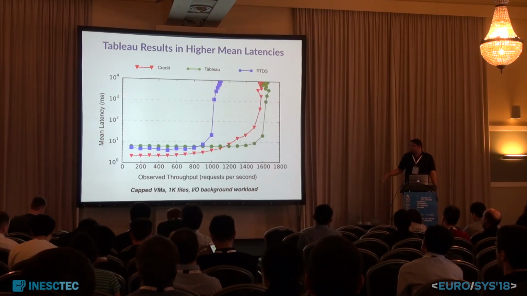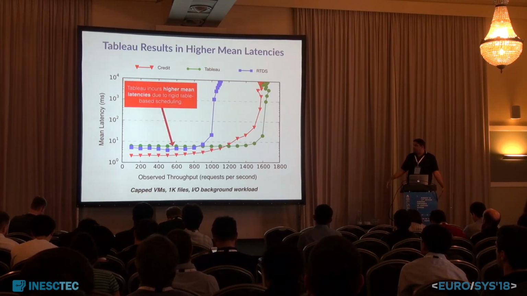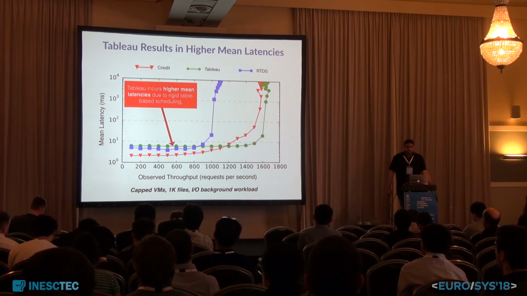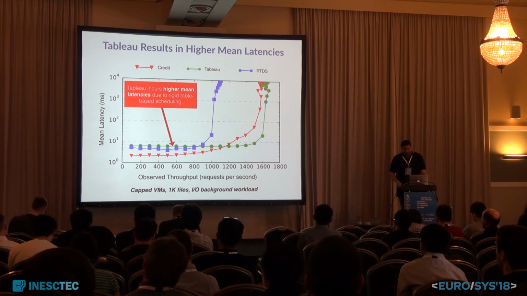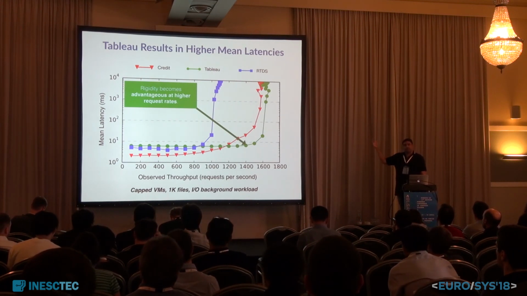And we can see this here in this graph, which is exactly the same as before, except for 1 kilobyte files. And I've replaced the 99th percentile on the y-axis with the mean latency. So we see that due to this rigid table-based scheduling, Tableau incurs a slightly higher mean overhead. But you actually have a lot more control over this because this depends on the scheduling latency that you pick for the VMs. In that sense, Tableau provides more control. And the other thing to note is that Tableau is much more predictable. That line is fairly straight until you actually hit that peak throughput.